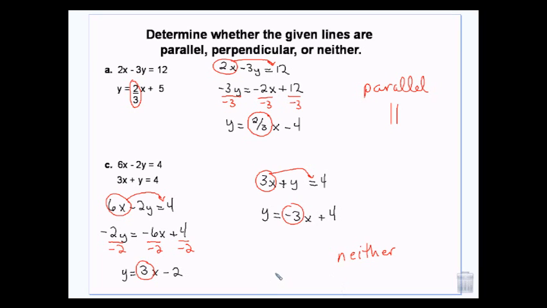Okay, so they're both a 3, but one's positive, one's negative, so it's not parallel. And they're opposite signs, but they're not flipped, so it's not perpendicular. There's no fraction, so you can't flip something that's not there. Exactly. Well, you could flip it by putting it over a 1, but then the flipped would be 1/3. So to be perpendicular, this would have to have been negative 1/3.